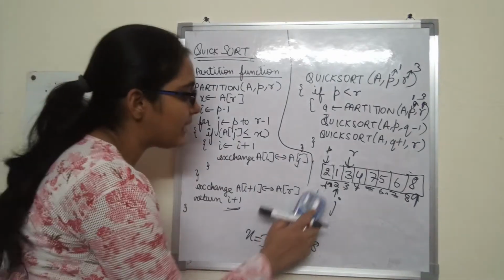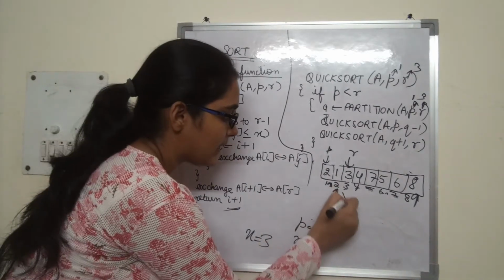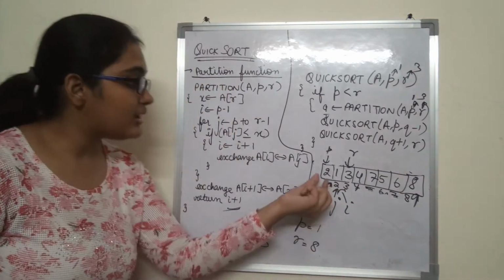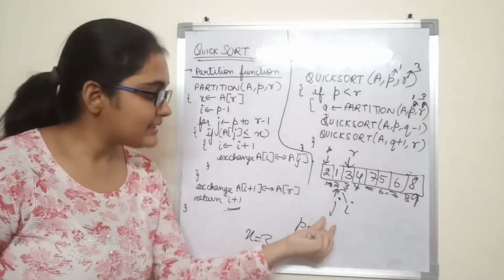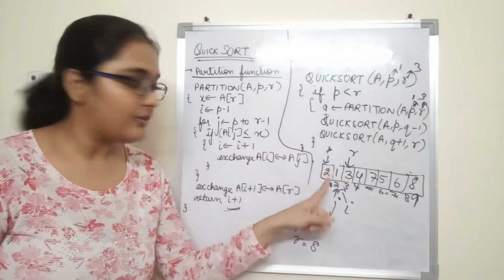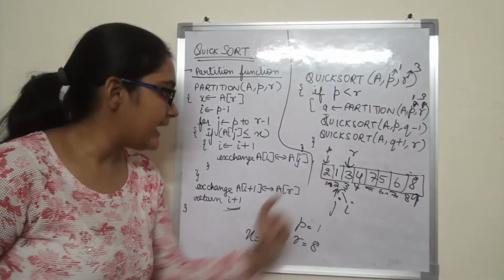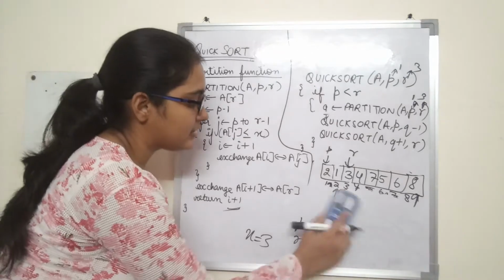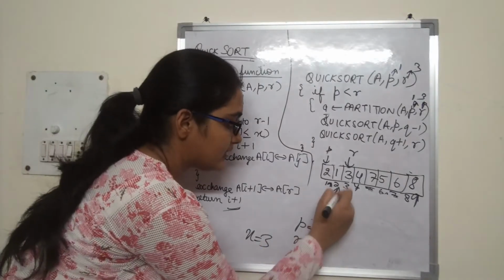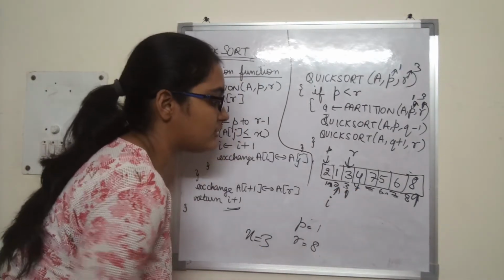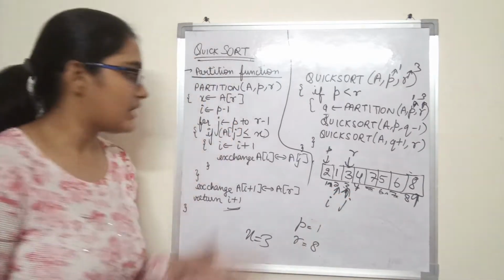I is equal to I plus 1, and again it will try to exchange the same element. What is A of J? 1. A of I is 1. So 1 will be exchanged with 1. Nothing will happen. So the exchange operation does not result in anything new. I still points here, and J, when it points here, comes out of the loop.